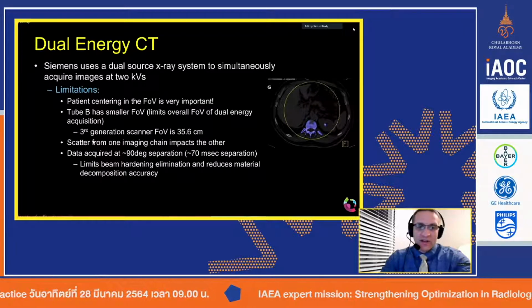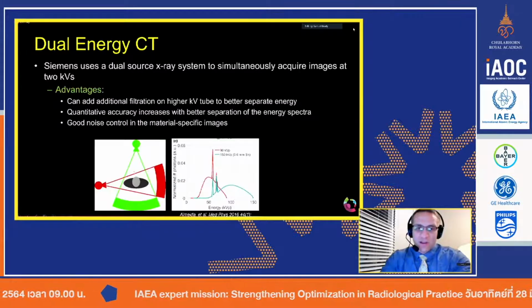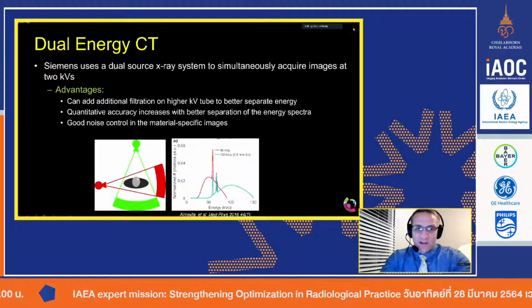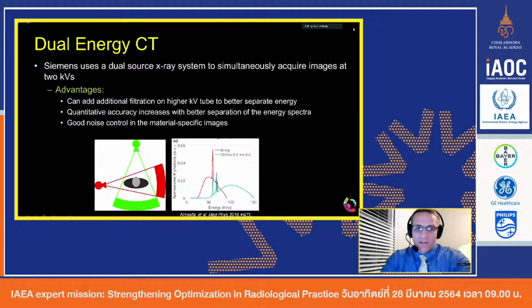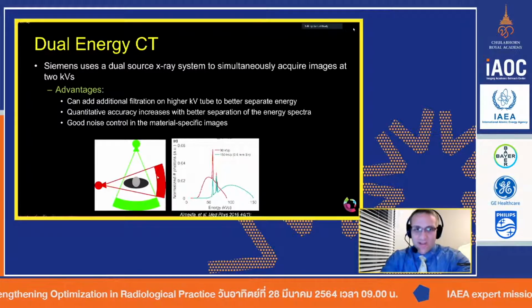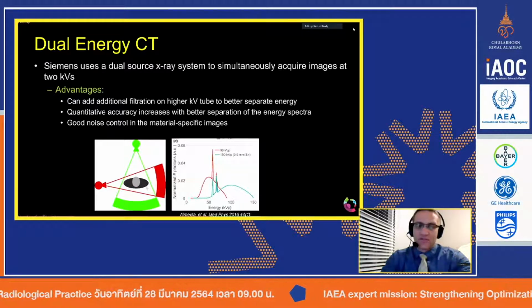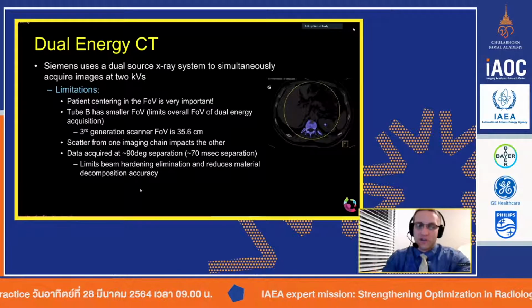Now, the other issue is scatter. If you have one X-ray tube and you get photons that come in here and interact with this body, well, those photons can actually scatter to the other detector. And so you have twice the amount of detectors, you obviously are going to have twice the opportunity for more scatter.